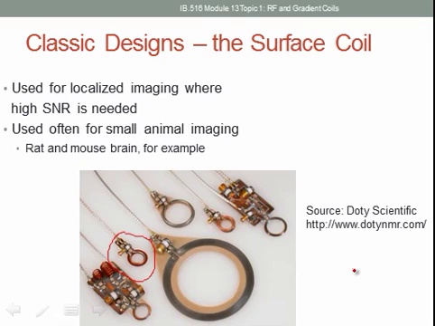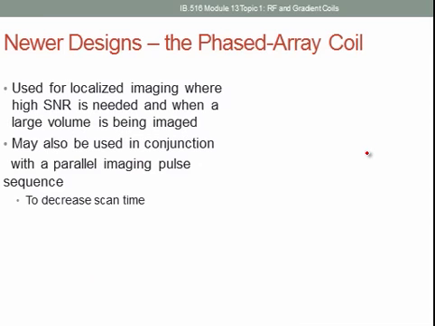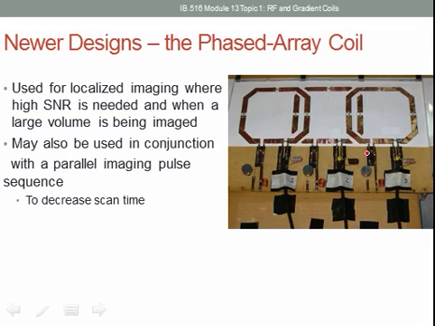So with a surface coil, you have a very high filling factor because you can usually fit most, if not all, of your sample inside the coil, so that your filling factor is very high. So now the phased array. This is a newer design, and this kind of coil is also used for high SNR, but when you want high SNR and you want a large volume. Let's think of a clinical example.